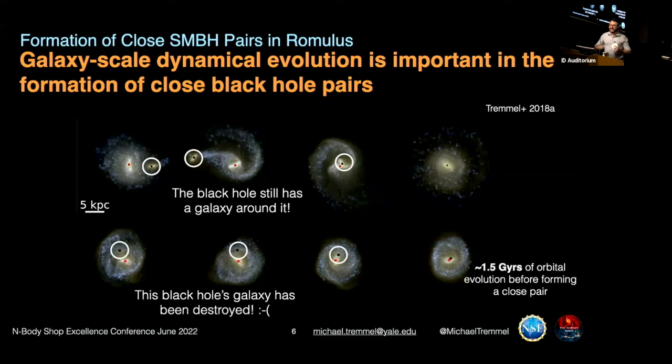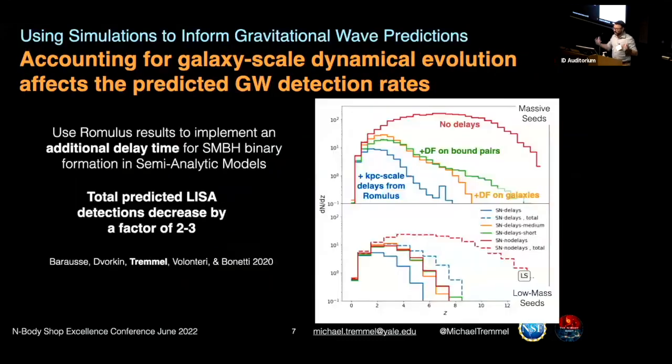And we were able to use this information from Romulus to make predictions directly relevant to LISA. So we can take this kiloparsec scale delay time that we predict from Romulus, of this additional evolutionary stage, and apply it to these semi-analytic models that people run to predict LISA observations. And we find, if just looking at the blue line here, that compared to these other models that don't include this extra delay, this decreases the number of mergers we predict LISA to detect by a factor of a few. It also changes the redshift distribution of those mergers. So we've already learned something interesting about when and where mergers take place.